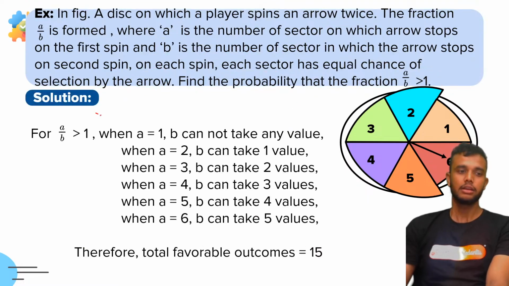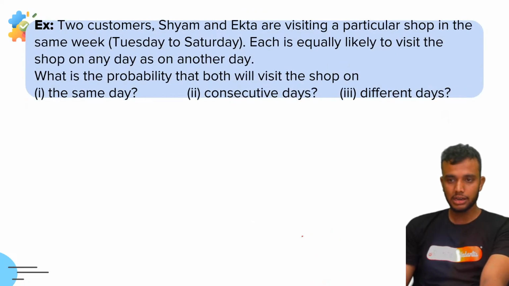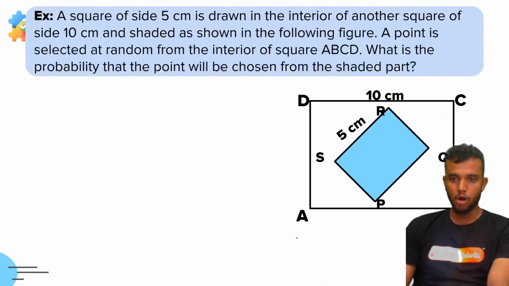How to find it? Here, a by b less than 1 is nothing but a equals 1, 2, 3, 4, 5. Then the total outcomes are 15. Then the next problem, this one. Then consecutive days, just leave this. Yes, they are all similar problems.